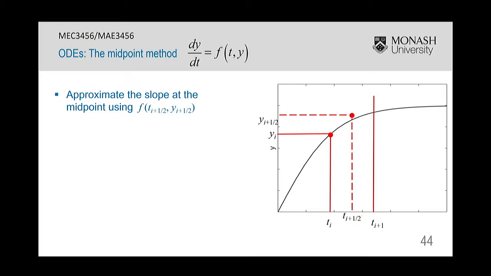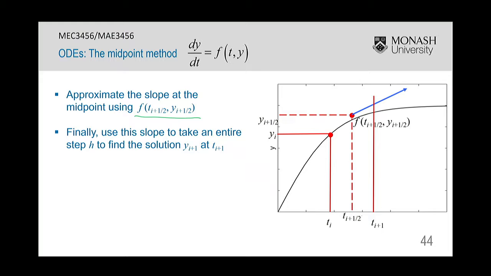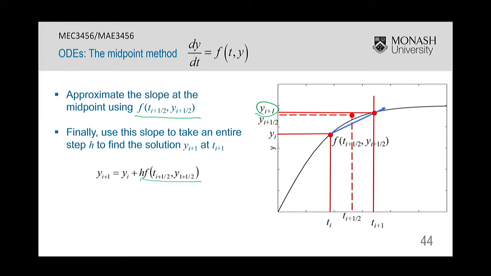We now need to approximate the slope at the midpoint by substituting t_i plus half and y_i plus half into our right-hand side function. That gives us the blue vector there for the slope. And finally, we use that slope to take an entire step, h, to find the solution at time equal to t_i plus 1. So we go back to the beginning of the step, and we say that y_i plus 1 is equal to y_i plus h times the slope at the midpoint. That then gives us our value of y_i plus 1. That is the midpoint method. It's sometimes called the improved Euler method.